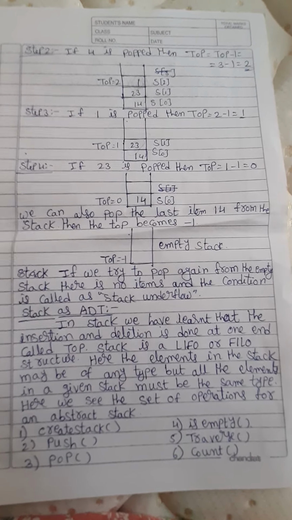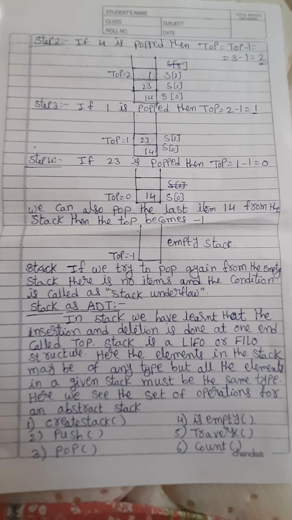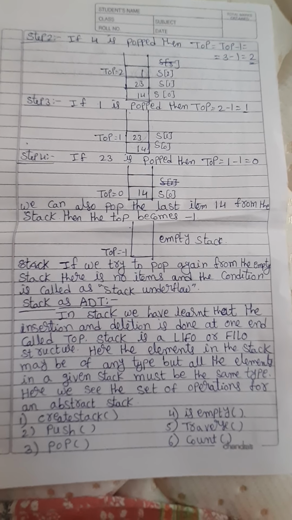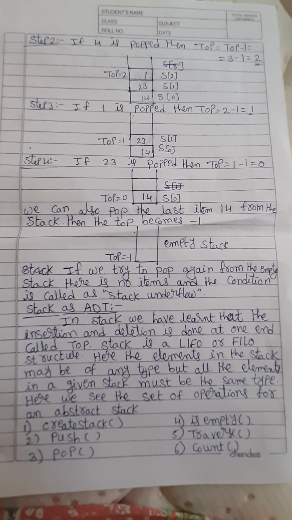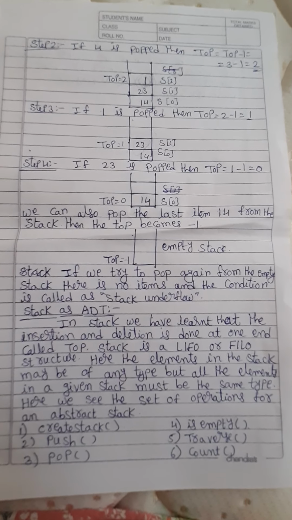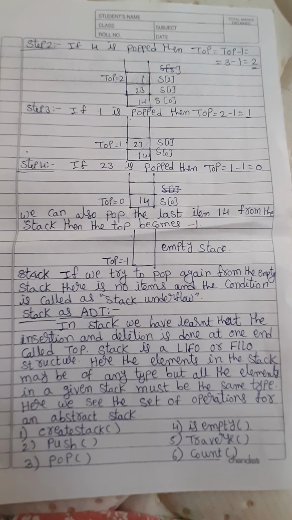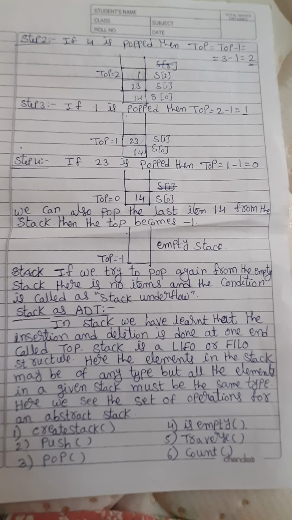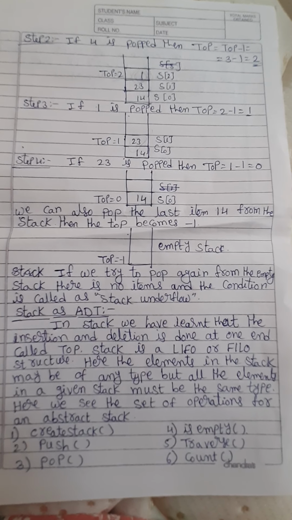And pop operation means if you want to delete elements, we have to do this pop operation. Is empty means that if you want to remove elements, we have to check whether the stack is empty or not. That is the is empty operation. That means we have to check whether the top value is equal to -1, whether the stack is empty or not. If it is empty, it will display that it is empty, otherwise it will display how many elements it contains.